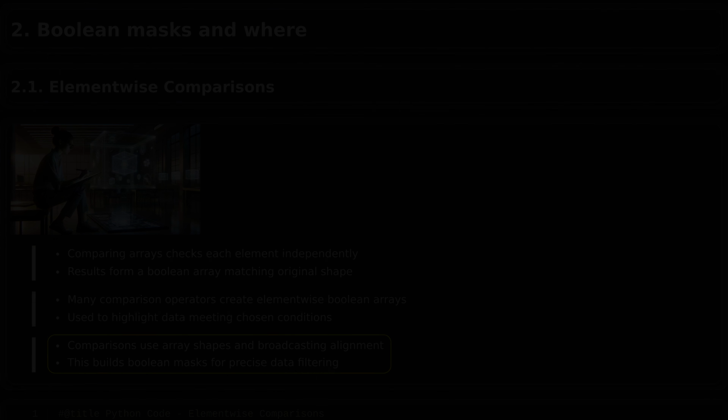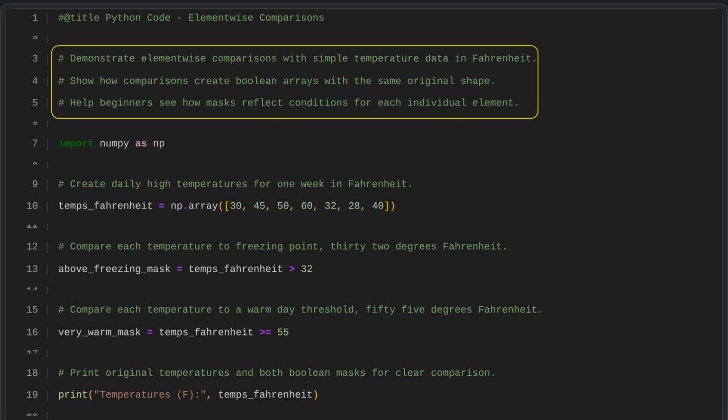Python code, element-wise comparisons. We use simple temperature values in Fahrenheit to demonstrate element-wise comparisons, where each temperature is checked against a condition such as being above a certain threshold. These comparisons produce Boolean arrays that have the same shape as the original temperature data. Each position in the Boolean array shows whether the corresponding temperature meets the condition. This helps beginners see how masks represent the result of a condition applied to every individual element in the data.